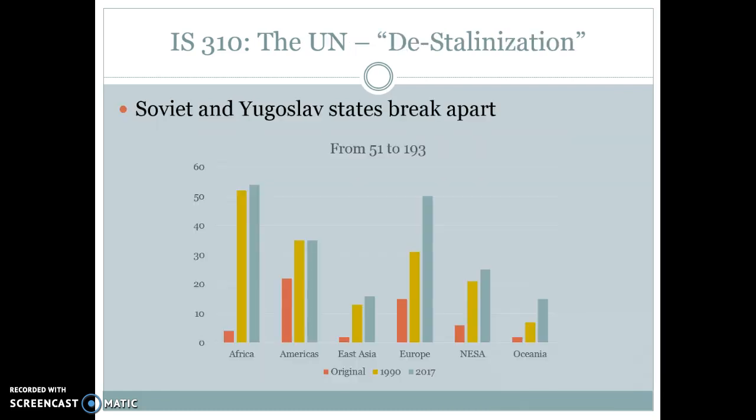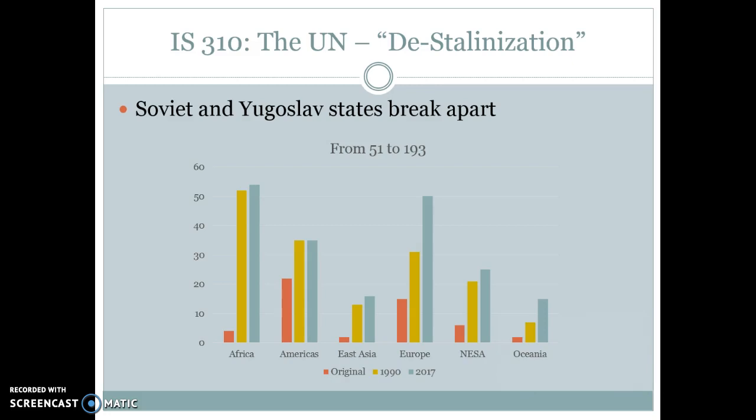The Caribbean and the Pacific states happened under something some people call de-Stalinization. In other words, the bulwark of the Soviet Union and its allied states, its satellite states that weren't in the USSR but were allied with it, they break apart. So in particular, the Soviet Union and Yugoslavia break apart.